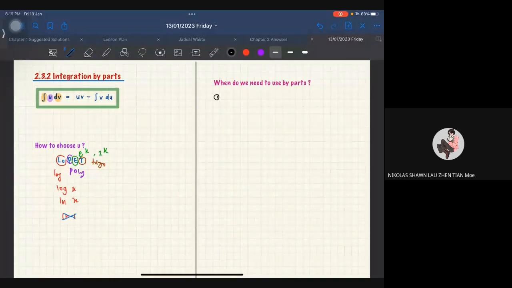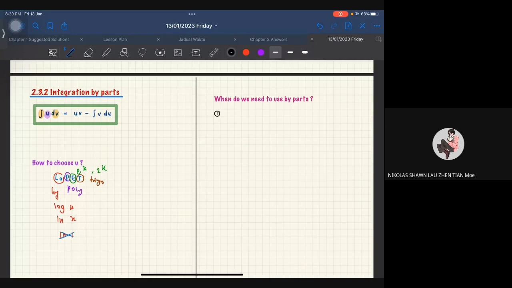Okay, saya kena bersabar. Alright, so line memang macam ni biasanya. Okay, so when do we need to use by parts? So let's continue. So bila masa kita akan guna by parts? So yang pertama adalah bila awak tak boleh guna substitution. When cannot substitute.